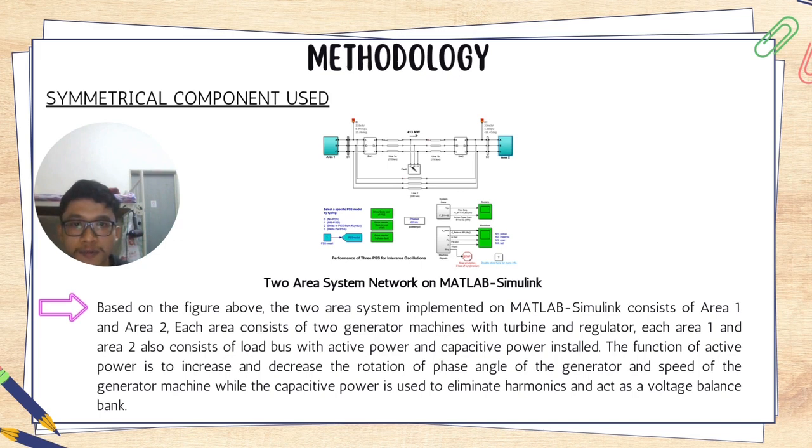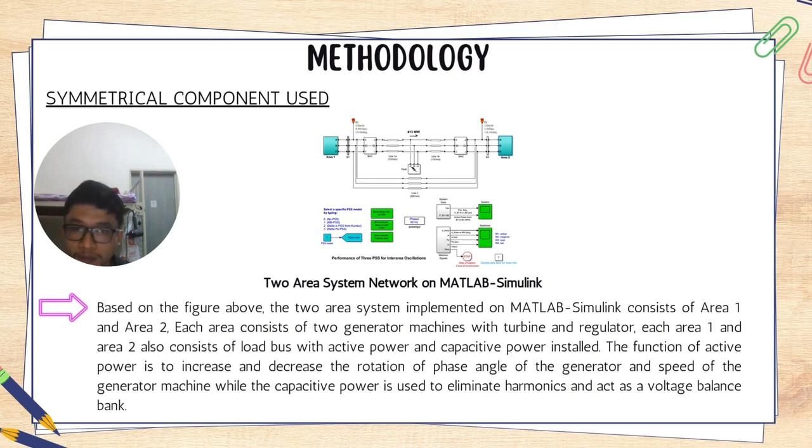So on MATLAB Simulink, the output for each machine we will observe on the machine scope. As we can see, there are four types of output: the phase angle or rotor angle versus machine generator 4, electrical power for each machine, speed in radian per second of each machine, and lastly the output voltage produced for each machine.